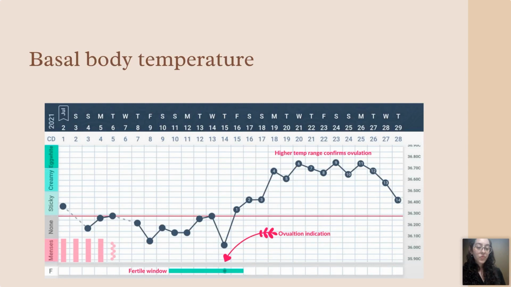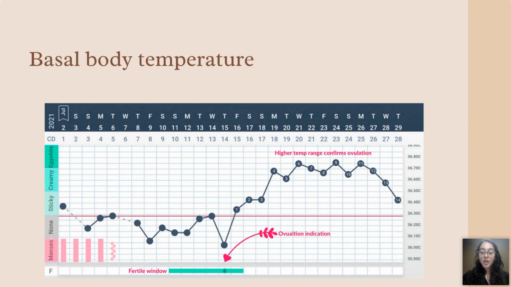So you'll see that right now during the follicular phase, progesterone is not the dominant hormone. Estrogen is the dominant hormone. So your temperatures are on that lower end. And then you will see a steady increase. So you'll see an immediate increase in temperature, and then you'll see a steady increase thereafter.